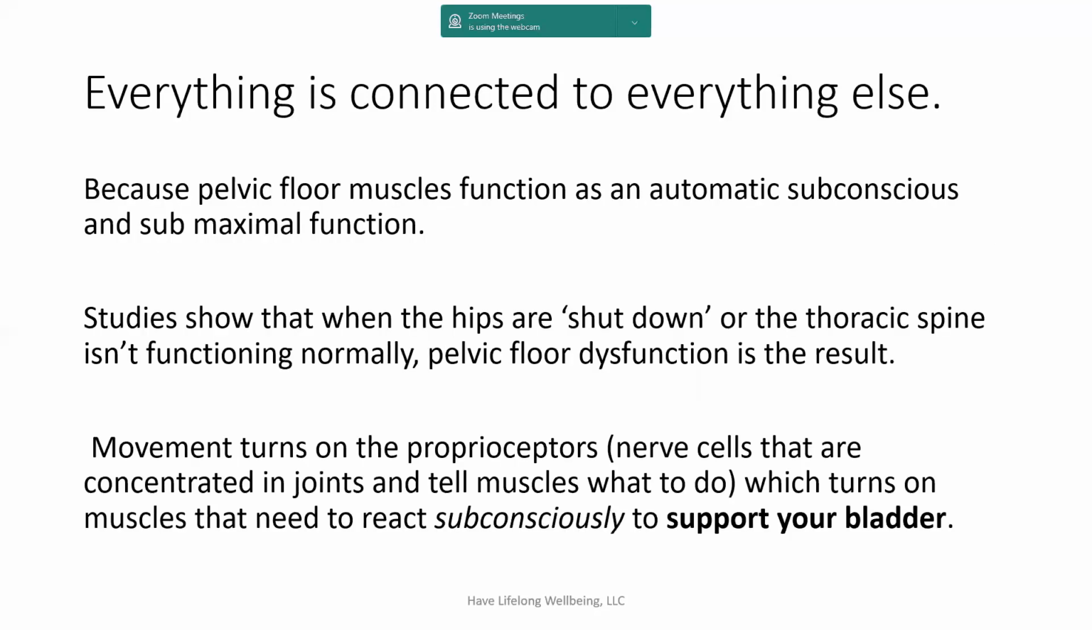The pelvic floor muscles function as an automatic, subconscious, and submaximal function. Studies show when the hips are shut down or not working, or the thoracic spine isn't functioning normally, pelvic floor dysfunction is the result. Movement turns on those proprioceptors. That's the nerve cells that are concentrated in your joints and tell your muscles what to do, which turns on muscles that need to react subconsciously to support the bladder. So you cannot consciously contract your sphincter and elicit improvement in pelvic floor function. It just doesn't happen.